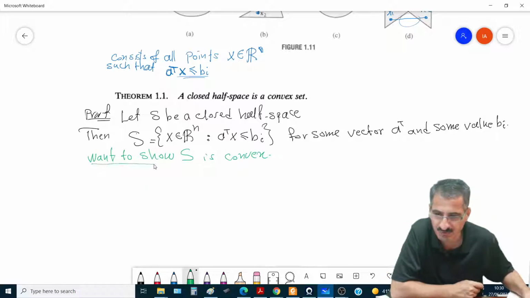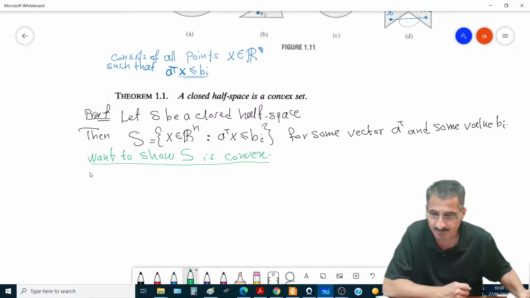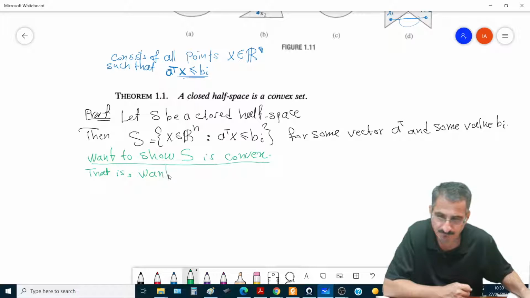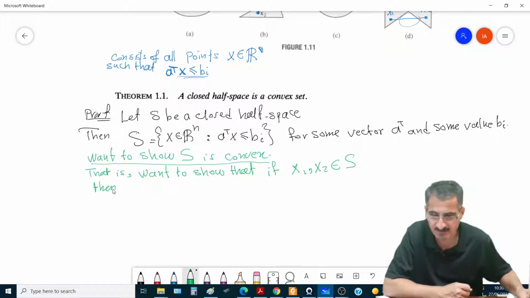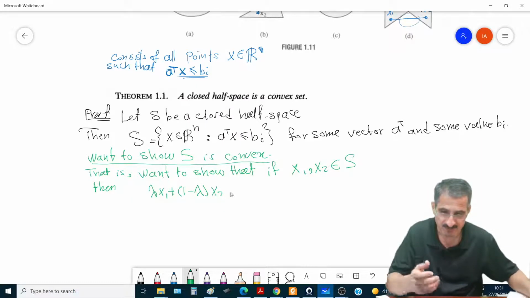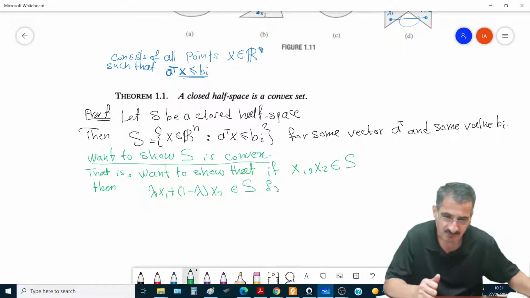So we want to show that S is convex. What does that mean? That is, we want to show that if x1 and x2 are two points in S, then lambda times x1 plus 1 minus lambda times x2 also belongs to S for any lambda between 0 and 1.